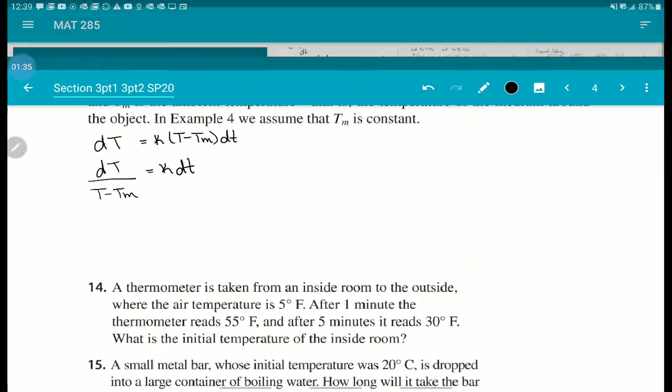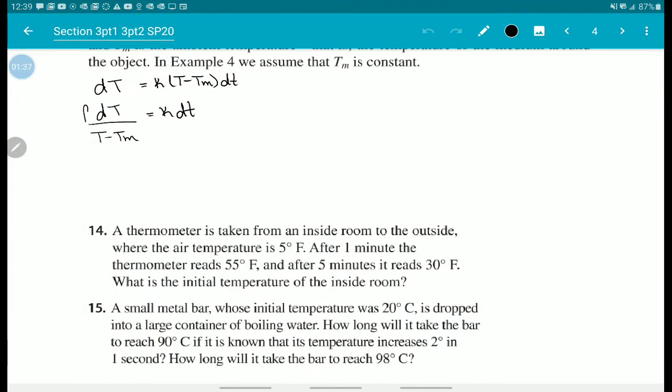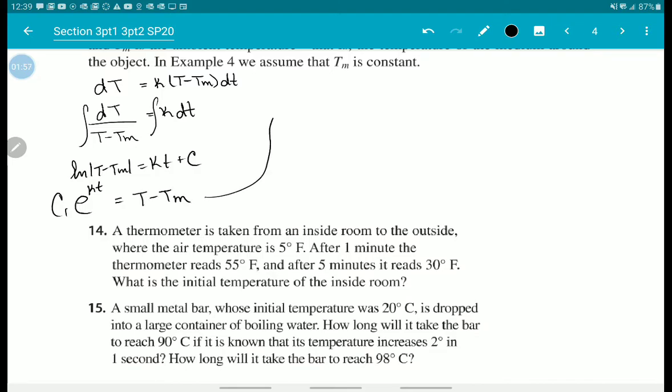So if we integrate both sides, we're going to get the ln of T minus Tm is equal to kt plus c. We're going to rewrite as an exponential, so it's going to be e to the kt plus c, but we could rewrite that as c1 e to the kt is equal to capital T minus Tm. And I'm going to solve this for T.